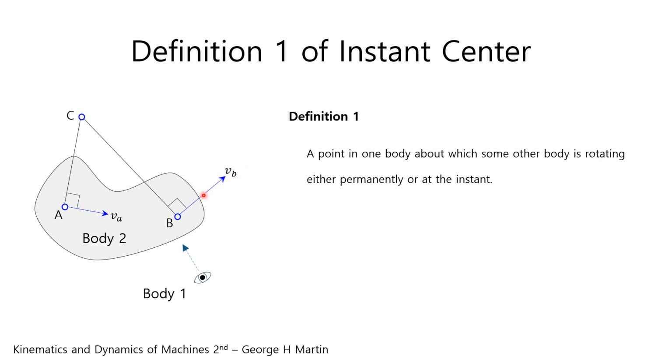Since the instantaneous velocity is perpendicular to the radius, if we draw a line perpendicular to the velocities VA and VB from A and B, respectively, they will intersect at a point C in the plane. The point C is the instantaneous center for both bodies A and B. To an observer in body 1, point C of body 2 appears to be motionless instantaneously. Therefore, we can say that point C is the instantaneous center of velocity for body A and body B.